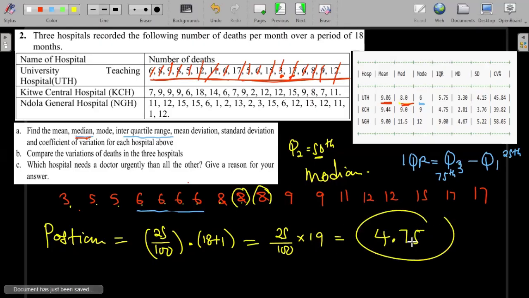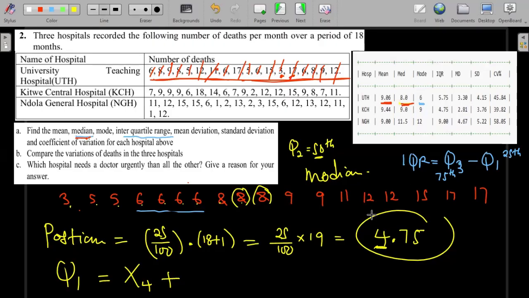Okay, so this is a decimal number. We can't have such a position. So for us to find the 25th percentile, we're just going to say Q1 is equal to the value of x that is at position what? 4. You get the number before the decimal point, 4, and then you say plus, okay?